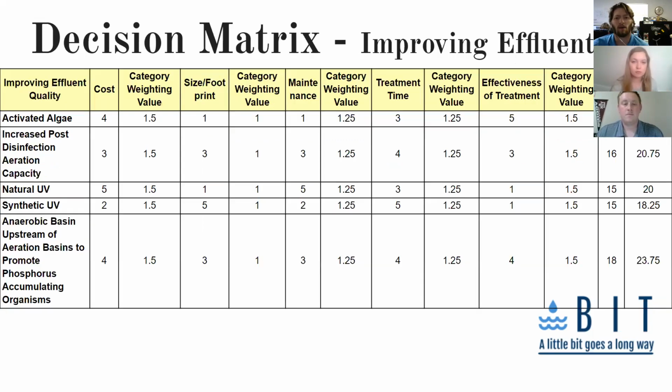We did the same decision matrix for improving the effluent, and as was the last decision matrix, the cost was a big factor, and the effectiveness of treatment was another great factor in this. The weighted total for this one is anaerobic basin upstream of aeration basins to promote phosphorus accumulating organisms in order to decrease the biological nutrients that were in our effluent.